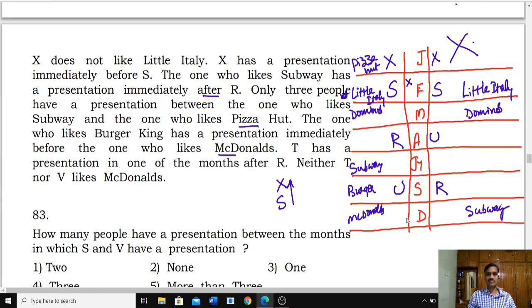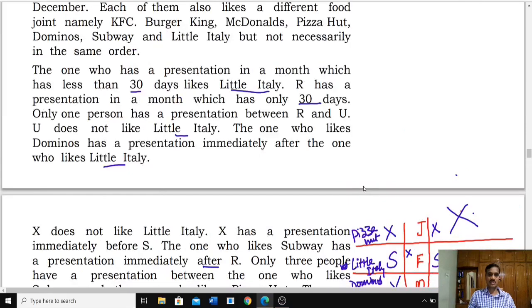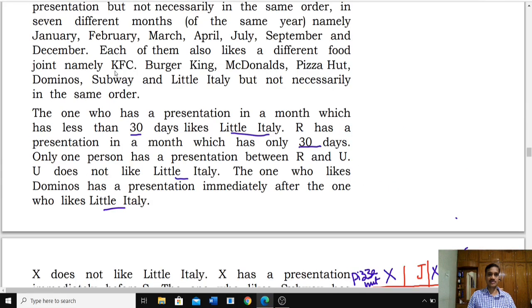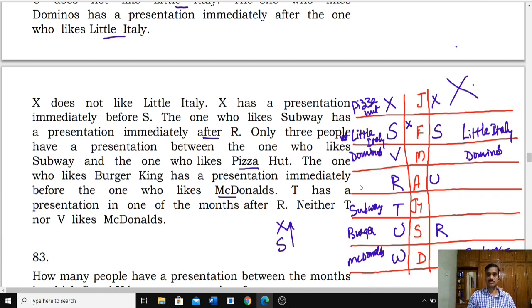And neither T nor V likes McDonald's. T cannot be here, hence T must be here. And V also cannot be in the month of December, V must be here. Then R, S, T, U, V, X, so who is the person left out? W. Now this W likes McDonald's. And what are the other food joints left over here? Pizza Hut, Little Italy, Domino's, Subway, Burger King, and McDonald's. And the other thing that is left over is KFC. Now this KFC must be in the month of April. Done? Now this is about question numbers 83 to 87.